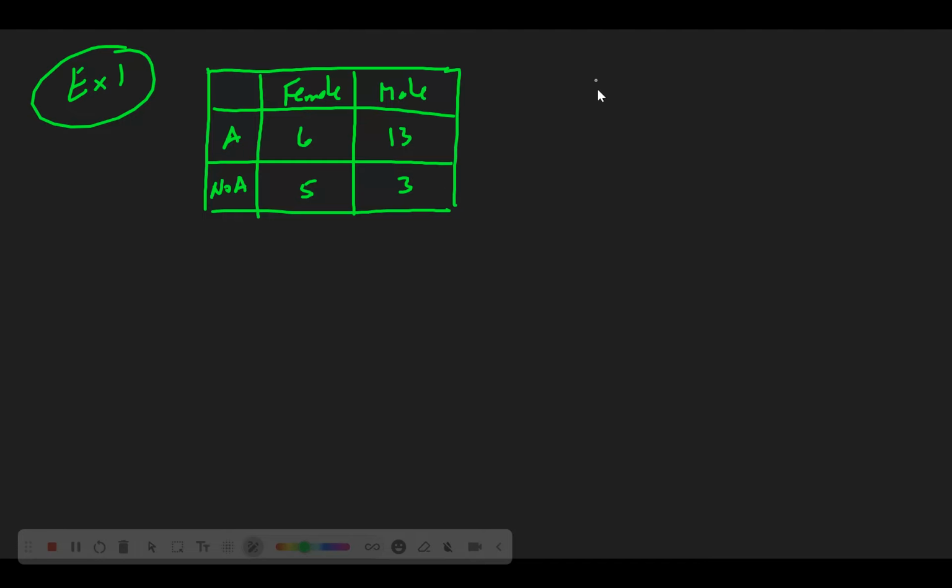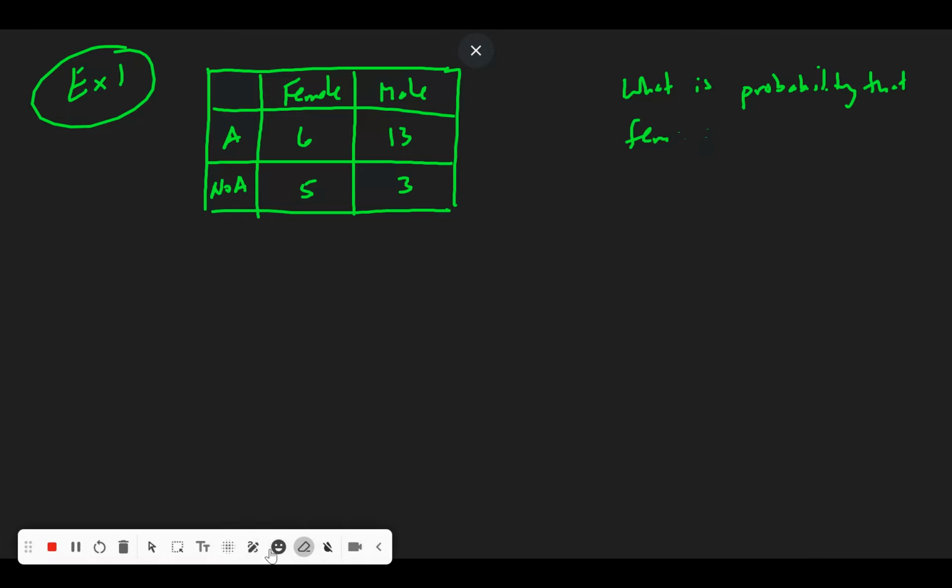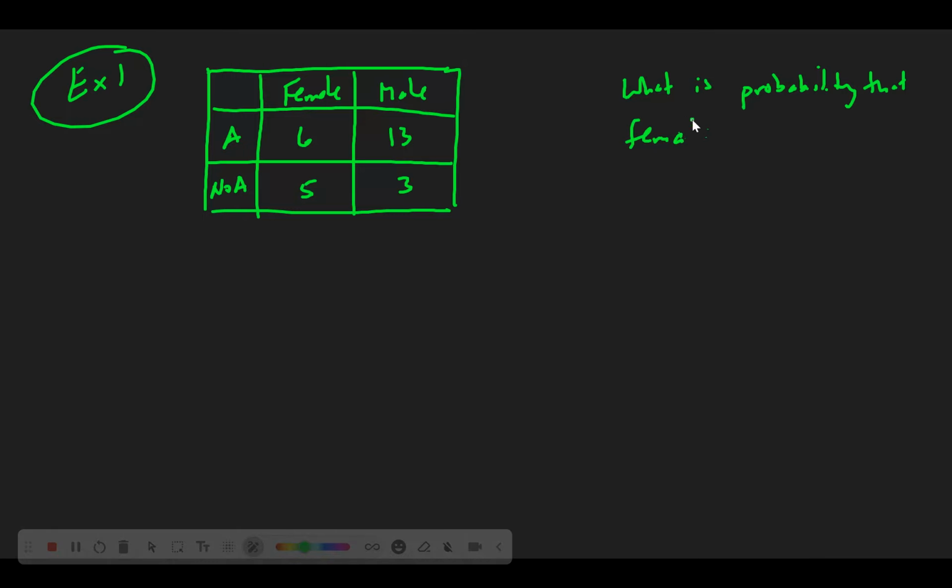The question is, and I'm going to give some space here because we're going to put some totals here in a second: what is the probability that a female student does not have an A?